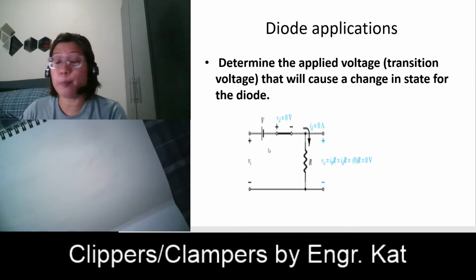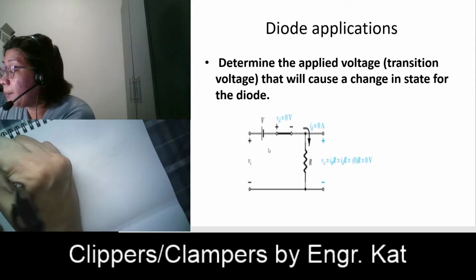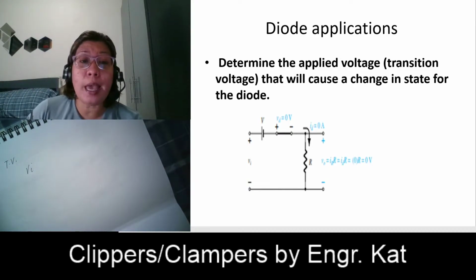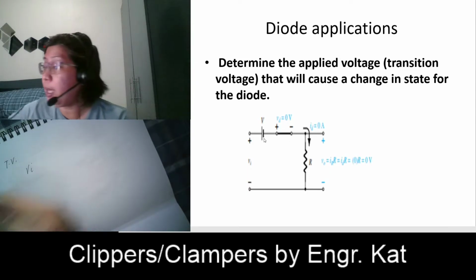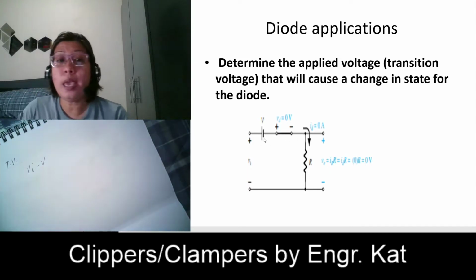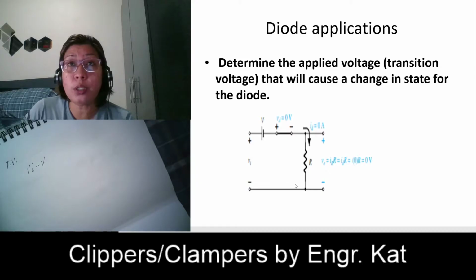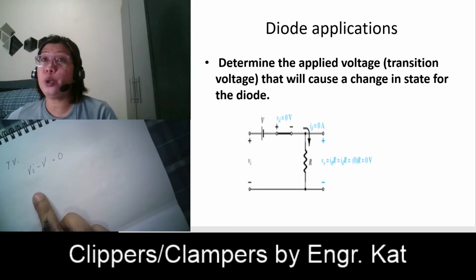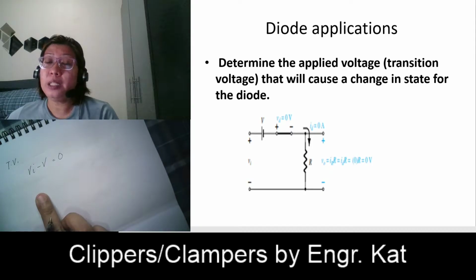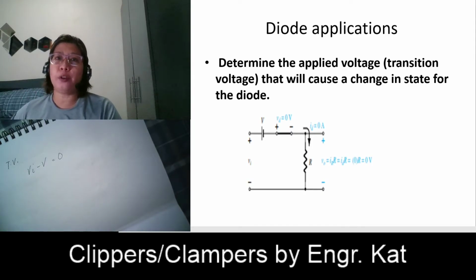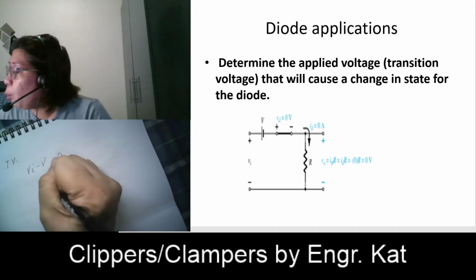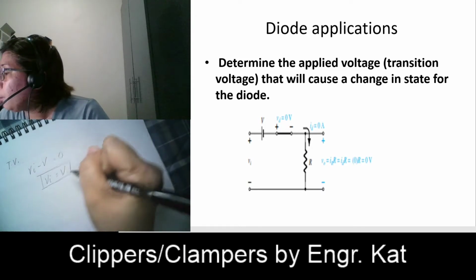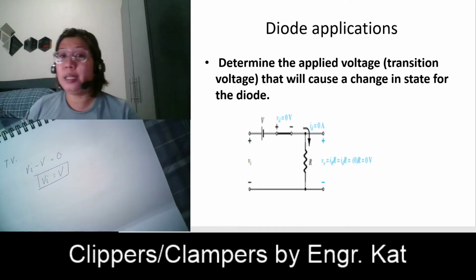So you have there positive VI, then we have here minus V. Since this is 0, this is also 0, so this is equal to 0. So, what is your input voltage that will change the state of your diode? When your VI is equal to V. So, this, class, is your transition voltage.